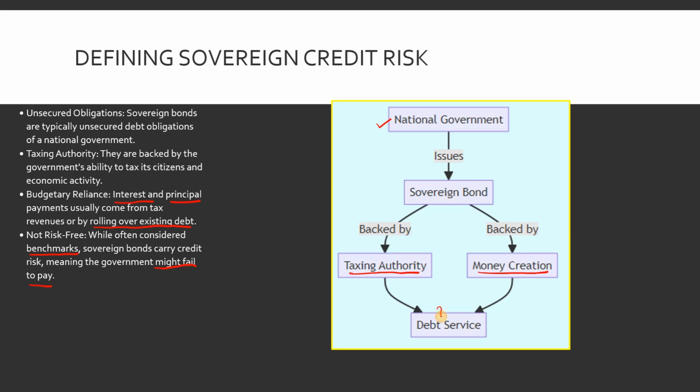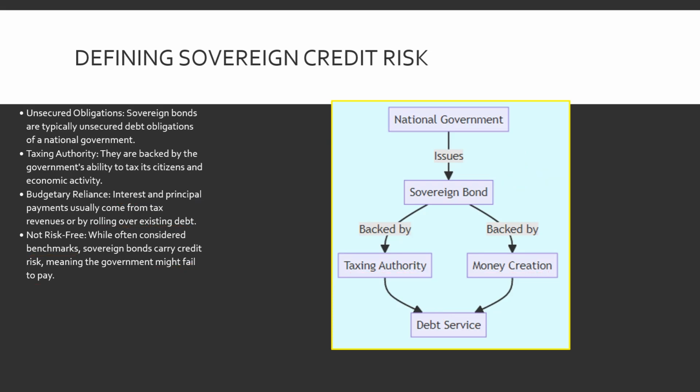As a trainer, I want to emphasize that while the power to create money provides a safety net for domestic debt, it does not eliminate risk entirely. Over-reliance on money creation can lead to hyperinflation, which effectively erodes the value of the bond for the investor. Therefore, we must always look at the underlying fiscal health of the nation to gauge the true quality of its debt.